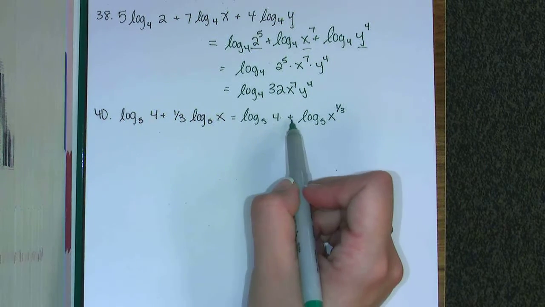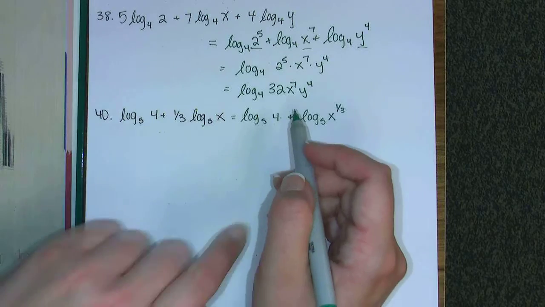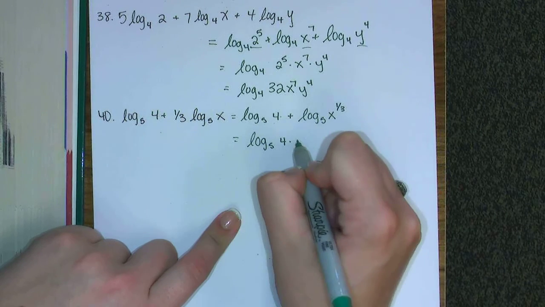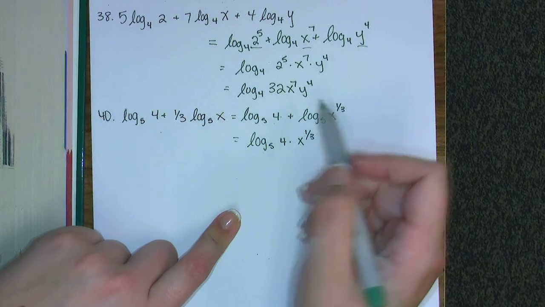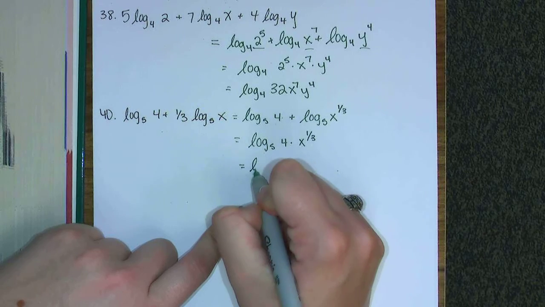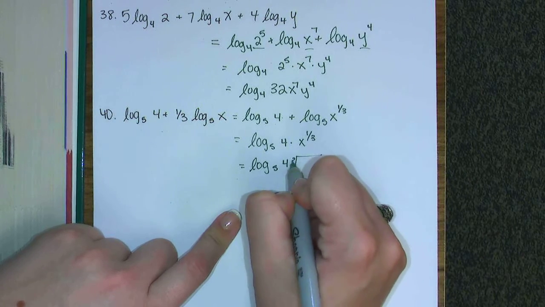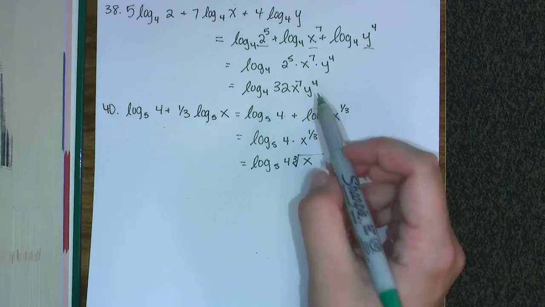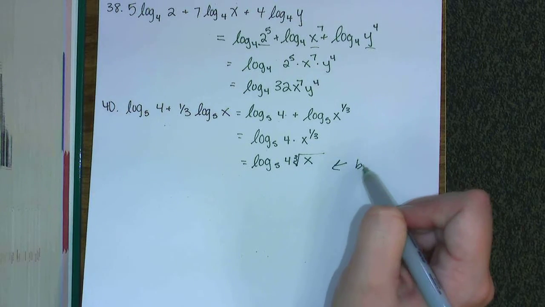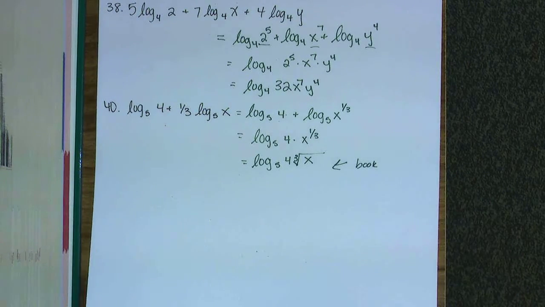Now, since it's adding, it's a product, so this is equal to log base 5 of 4 times x to the 1/3. But I need to rewrite this x to the 1/3 the proper way: log base 5 of 4 times the cube root of x. Now, technically speaking, I would take either answer, but your book does leave it this way. Okay, but I would take either one, so just so you know.